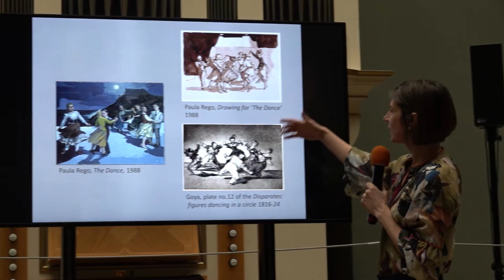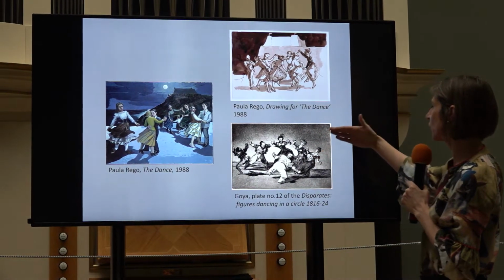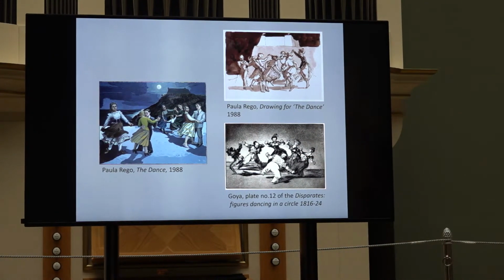And for example, we can see very clearly the relationship with Goya and his etchings for the Disparates series.